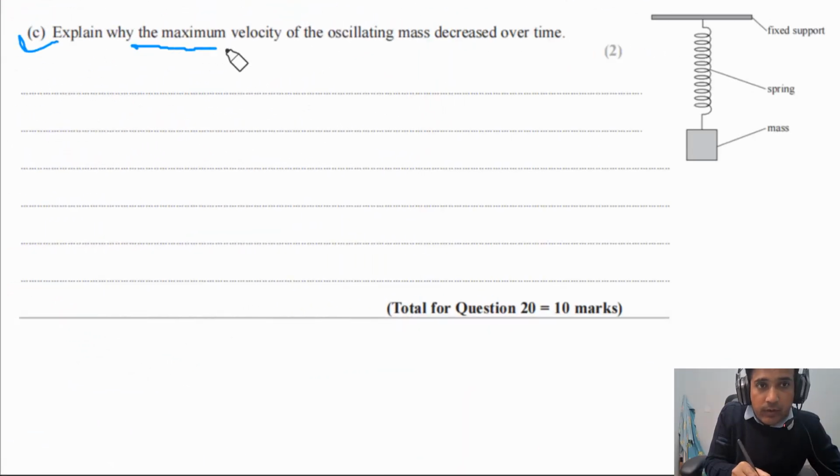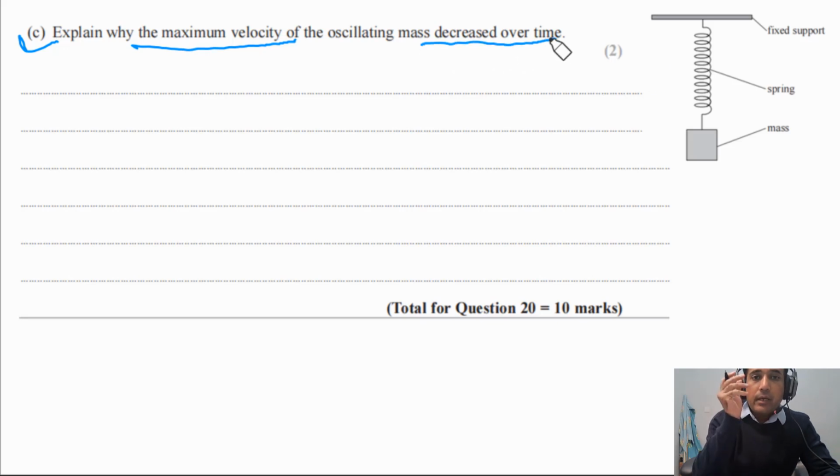Part C says explain why the maximum velocity of the oscillating mass decreased over time. Velocity will decrease for two main reasons. One is due to air resistance. Due to air resistance, the system will be losing energy. It means the mechanical energy of the system will be converted into thermal energy. And also due to internal friction, mechanical energy will be converted into thermal energy. So the system will be losing mechanical energy. It means kinetic energy will be decreasing, so the maximum velocity will be decreasing.